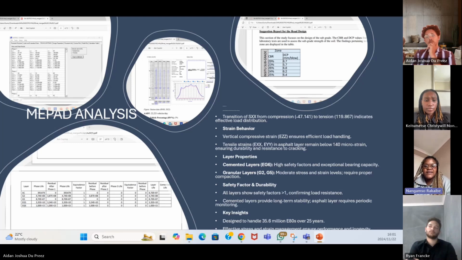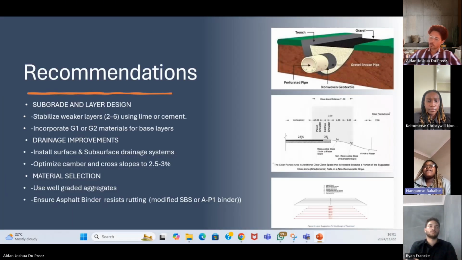Based on the findings of the subgrade evaluation, the drainage design, and the MEPAD analysis, and overall the project that we've conducted for our geotechnical evaluation for the roads, we can conclude with the following recommendations to enhance the durability, performance, and cost effectiveness of the pavement design. Subgrade stabilization: stabilize the weaker subgrade layers, layer 2 through 6, using lime, cement, or geotextile reinforcement to improve their load-bearing capacity.